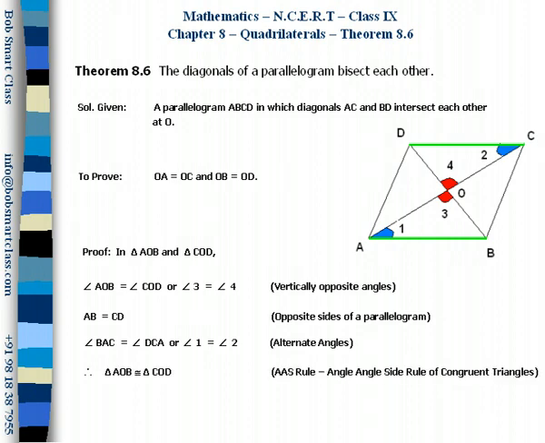Therefore, by the rule AAS, that is angle angle side, these two triangles are congruent. Therefore, triangle AOB is congruent to triangle COD. Hence, by the rule that corresponding parts of congruent triangles are always equal, we will have OA equals OC and OB equals OD. Hence, this theorem is proved.